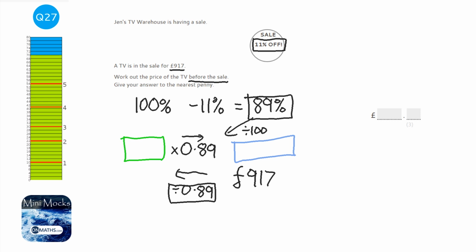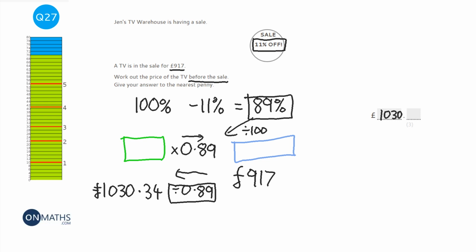So on the calculator, 917 divided by 0.89, and press equals. You might get a fraction, just press S to D, and we get 1030 pounds 34. So I've rounded that to the nearest penny, because the next one along is 337, so the 7 pushes that 3 up to a 4. And so that's going to be 1030 pounds 34.